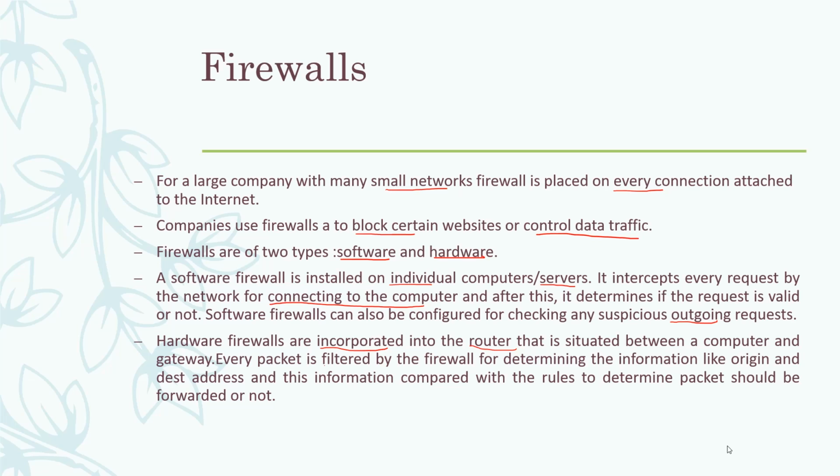Every packet is filtered by the firewall to determine information like the origin and destination address, and this information is compared with the rules. There will be a set of rules meant for the firewall. If the packet does not satisfy the rules, then the packet will not be forwarded. That means the packet will be dropped. That's how the firewall is able to control the traffic getting into the network.